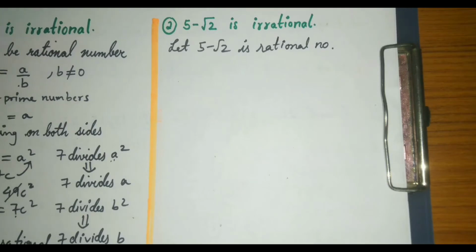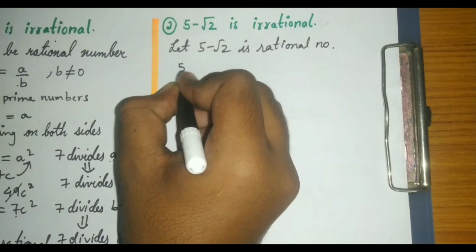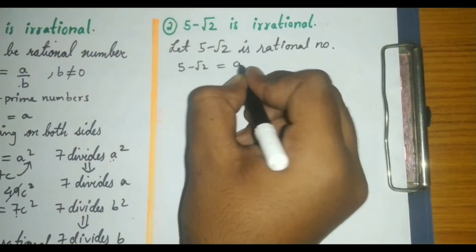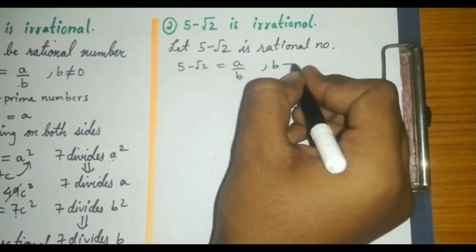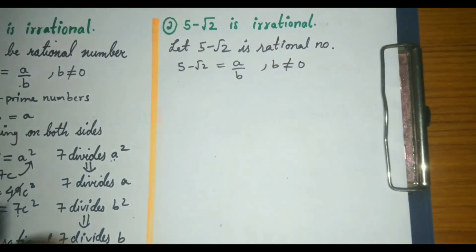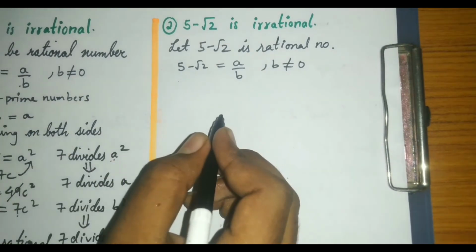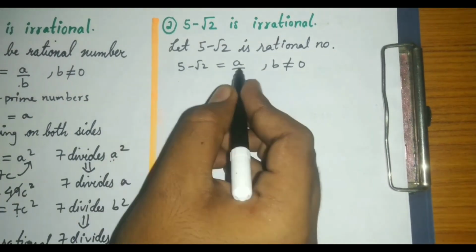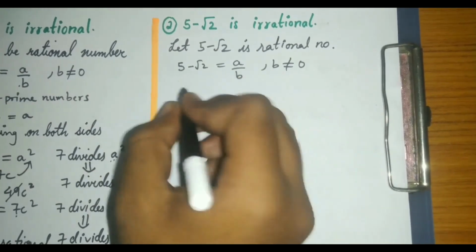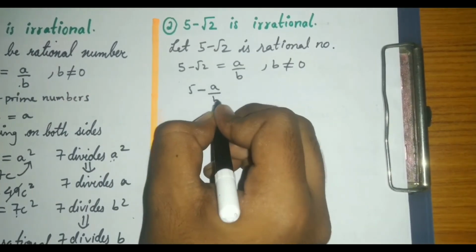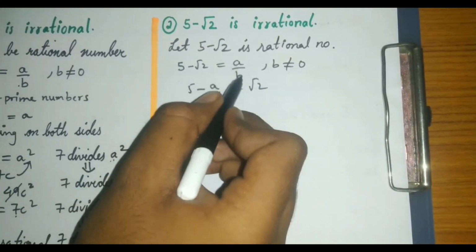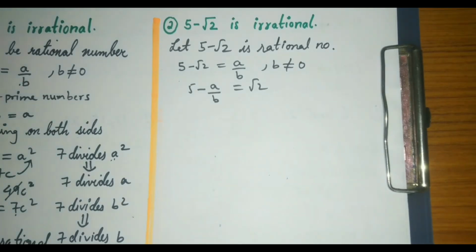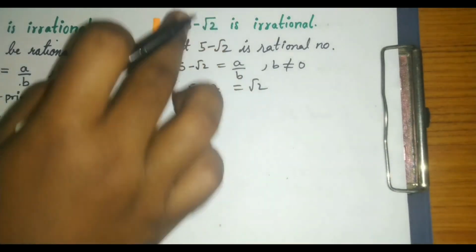So when you assume, we can say that it is in the form of what? We can write 5 minus root 2 in the form a by b, fine, where a and b are co-prime numbers and b is not equal to 0. Now we have to rearrange these terms. We take root 2 to that side and a by b to this side. So it becomes 5 minus a by b, and this becomes root 2, right? You have to do the same procedure in this type of question, okay?